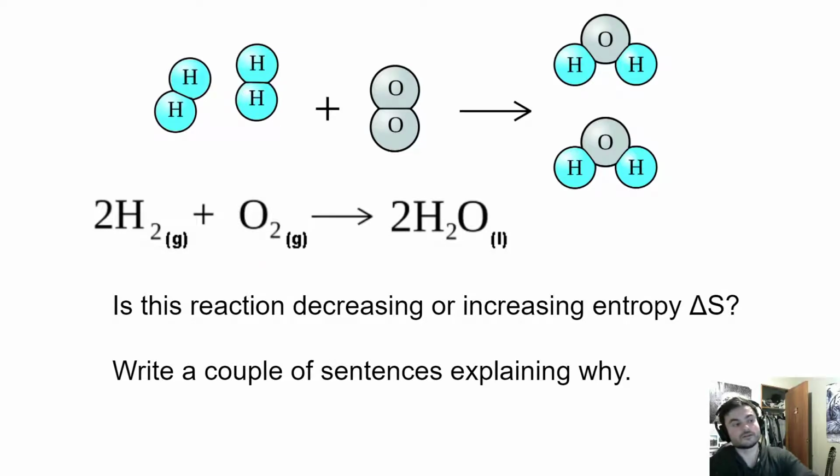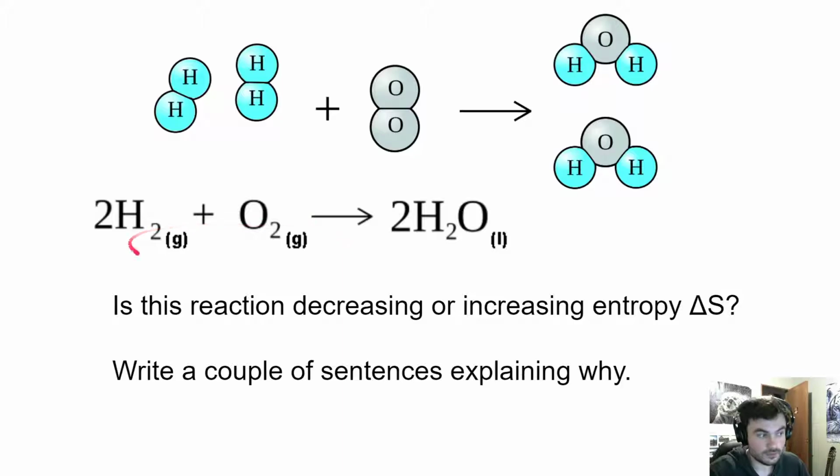Alright, you should have had a little think about this now. On our product side, we have 3 moles. We have 2 moles of hydrogen gas and 1 mole of oxygen. That's 3 moles. On our product side, we only have 2 moles. So we're going from 3 moles of reactants to 2 moles of products. This is a decrease in entropy because we're going from 3 moles to 2 moles.